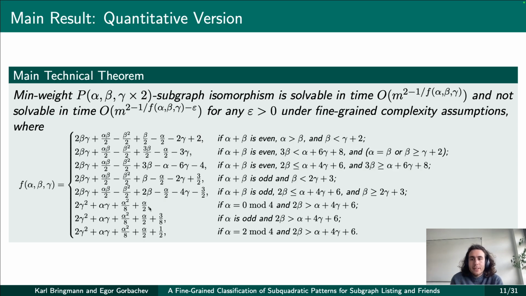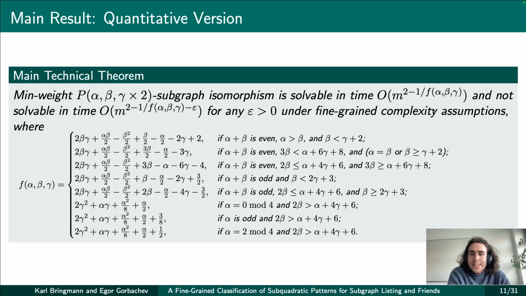It is a crazy complicated formula, and obviously I do not expect you to comprehend it right now, and it's not essential for the rest of our talk. This is just some black box that allows us to easily compute the time complexity for the P alpha beta gamma times 2 patterns. Again, I'm sorry for this huge formula, but it's the shortest algebraic representation of f. And also, it could be hard to see right now, but the values of f are always integers. So all the time complexities below quadratic have the form m to the power of 2 minus 1 over I for some positive integer I.